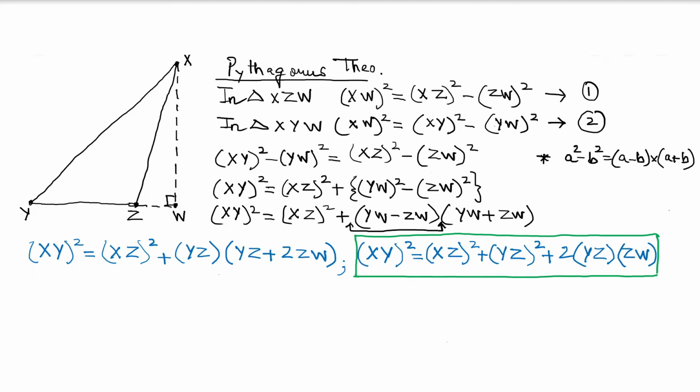In that case, do we know the sides? So let's assume that this side is a. We are talking about the length of xy being small a, the length of xz being b, and the length of yz being c. In that case, we do not know the value of ZW, which we are assuming here to be x. Let us see whether we can find this out.